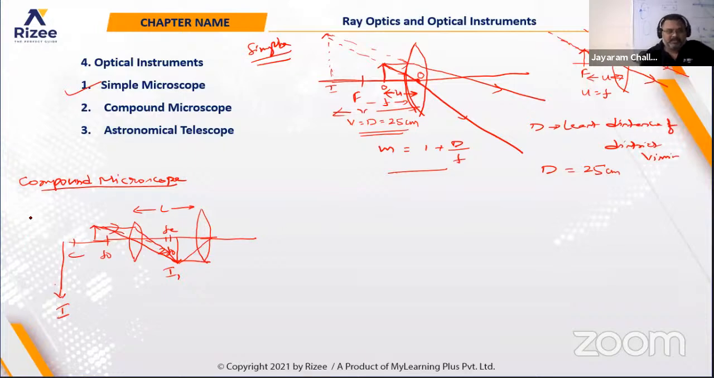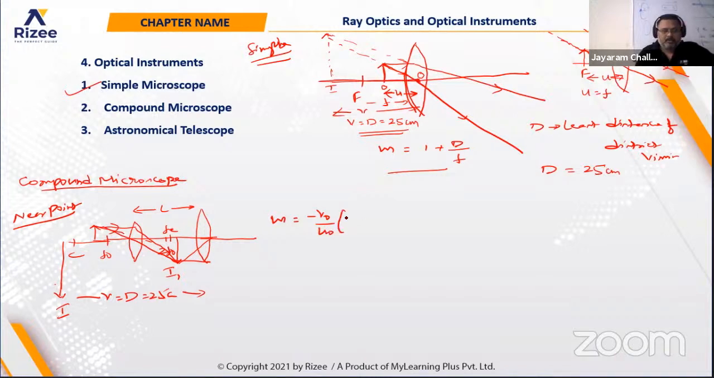In this case, this is called the near point method, where the image falls at the least distance of distinct vision, that is 25 centimeters. In this case, the formula of the magnification can be written as minus v0 by u0 into 1 plus D by fe, and the distance between the lenses can be written as v0 plus ue. So this is going to be v0 and this will be your ue.